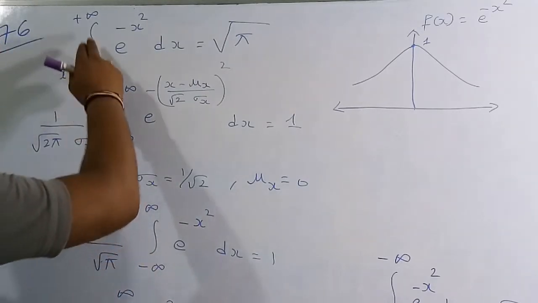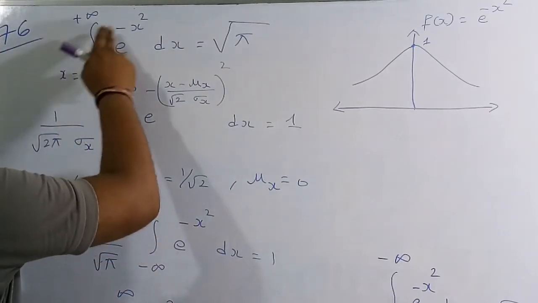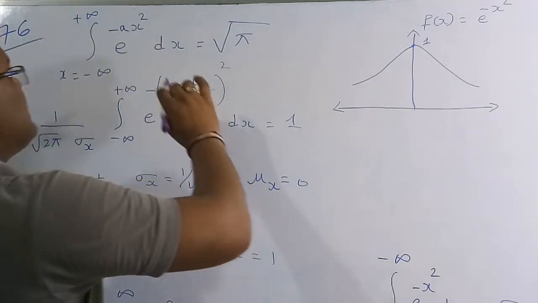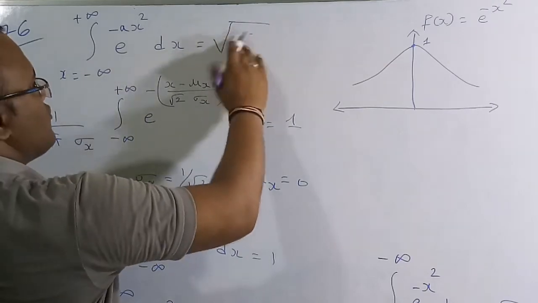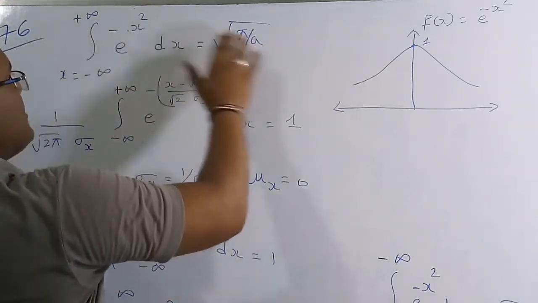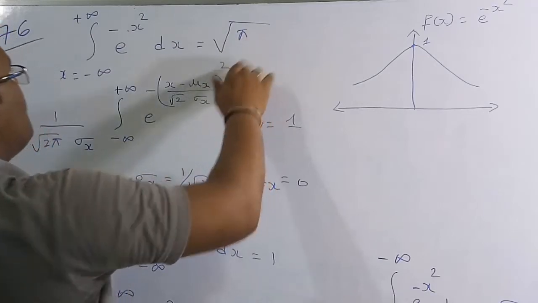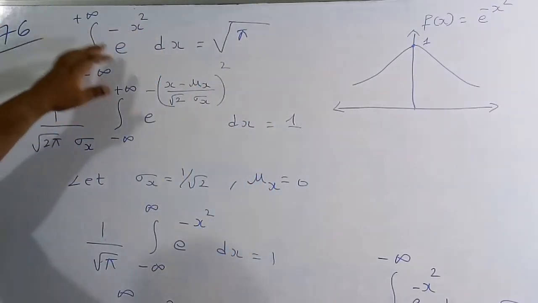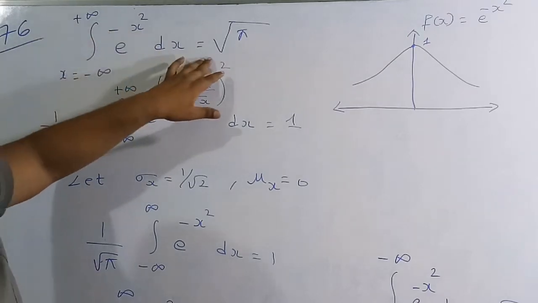Suppose I have already told you the integration from x equals minus infinity to plus infinity of e to the power of minus a x square dx is equal to under root over pi by a. This is the formula that you have to remember. In case you forgot, you can easily derive it. Assume that a is equal to 1 here. Then I am going to derive this expression: integration from x equals minus infinity to plus infinity of e to the power of minus x square dx is equal to under root over pi.